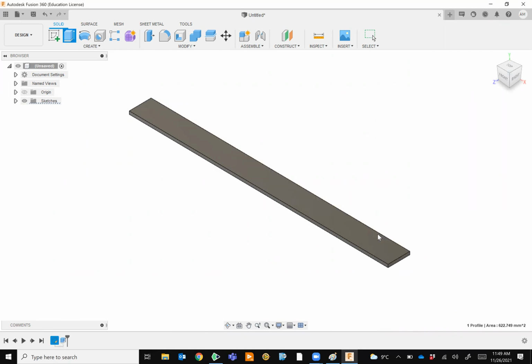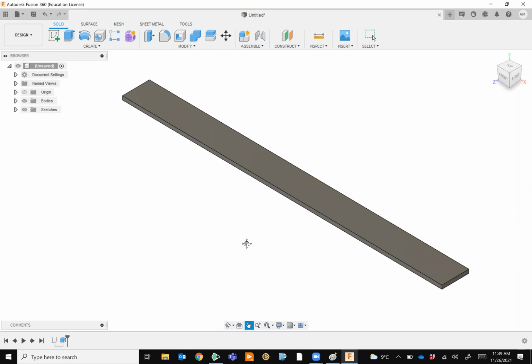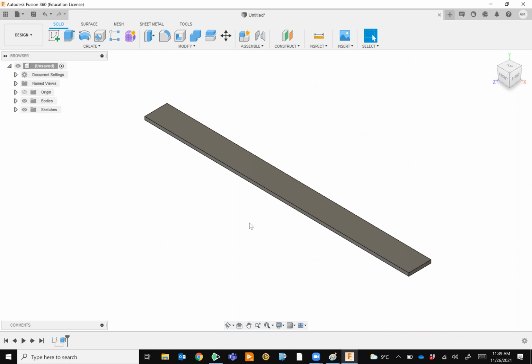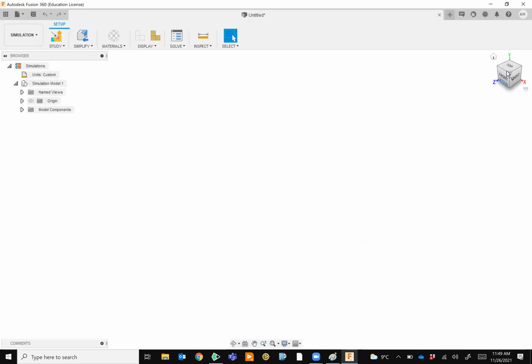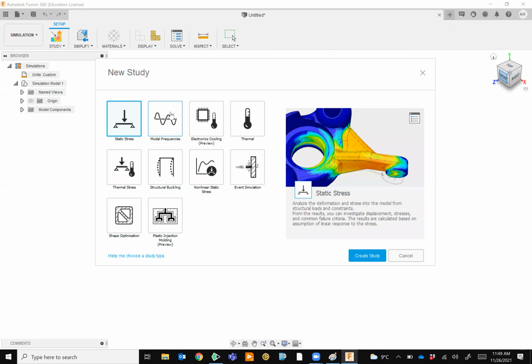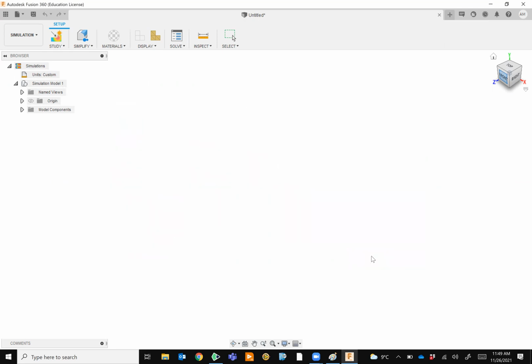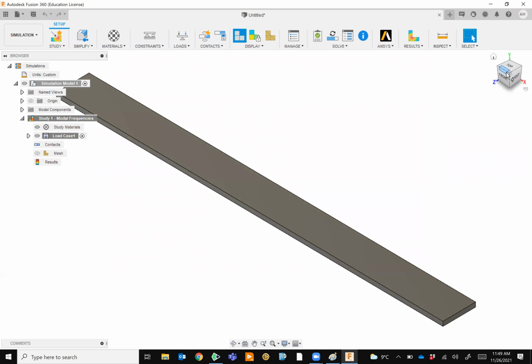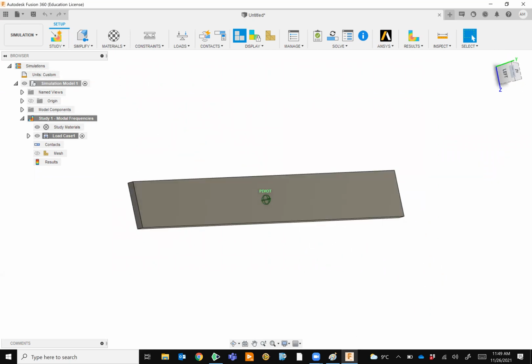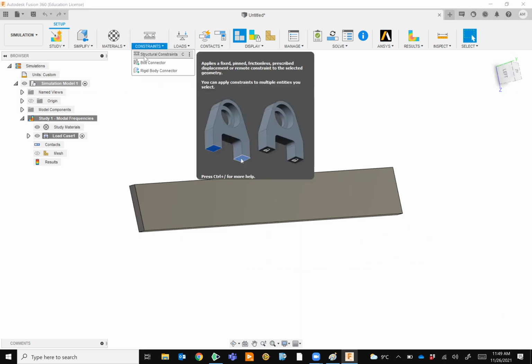So let's say I have a beam like this one, and I go for material steel for now. Then I need to make a cantilever beam out of it. So I'll go to simulation. Most software has some sort of simulation for what we want. Fusion has modal analysis. If I want a cantilever beam, I need to fix one side.